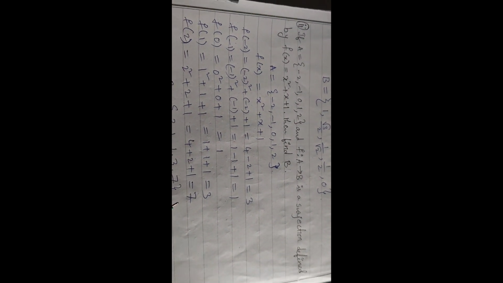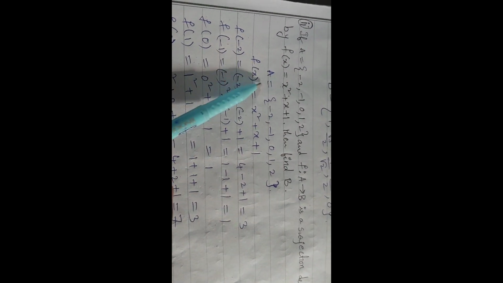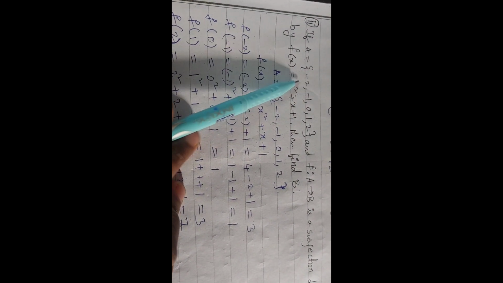Next, A is equal to minus 2, minus 1, 0, 1, 2 and f mapping A to B is a surjection defined by f of x is equal to x square plus x plus 1, then find B. So here the given set is minus 2, minus 1, 0, 1, 2 and f of x is x square plus x plus 1, and we need to find the B set. Wherever x is there, once you have to put minus 2.